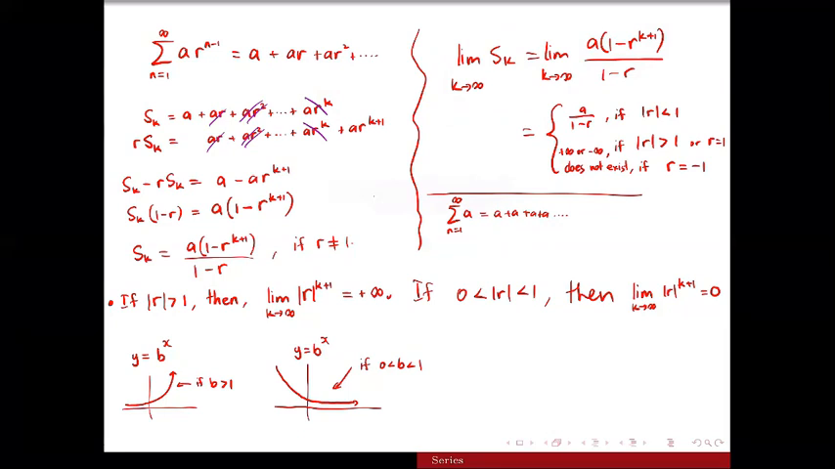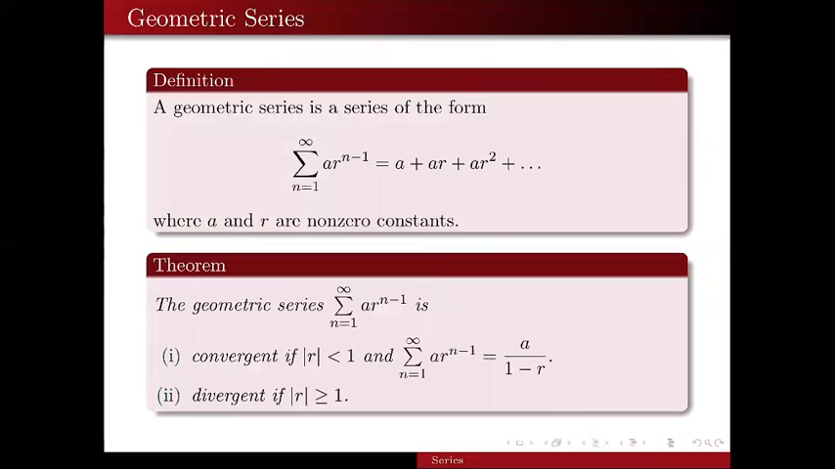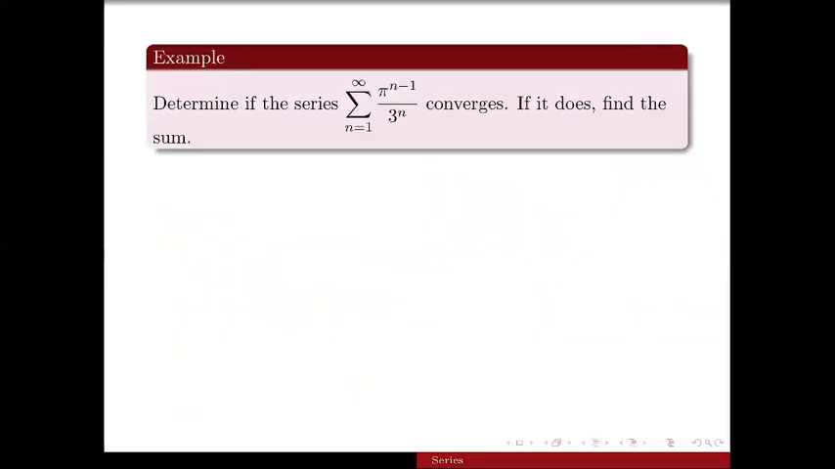Okay. So hence we have this theorem. Let's have this. Determine if the series pi raised to n minus 1 over 3 to the n converges. If it does, find the sum.